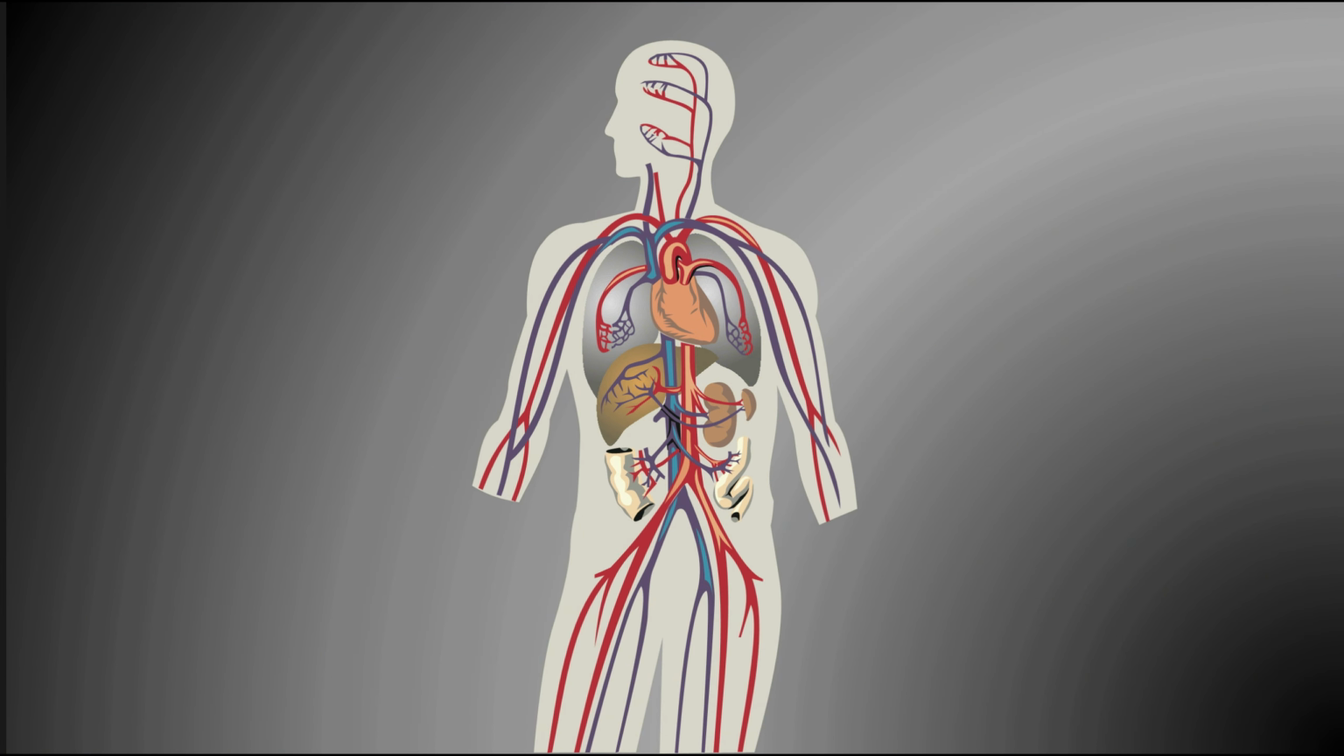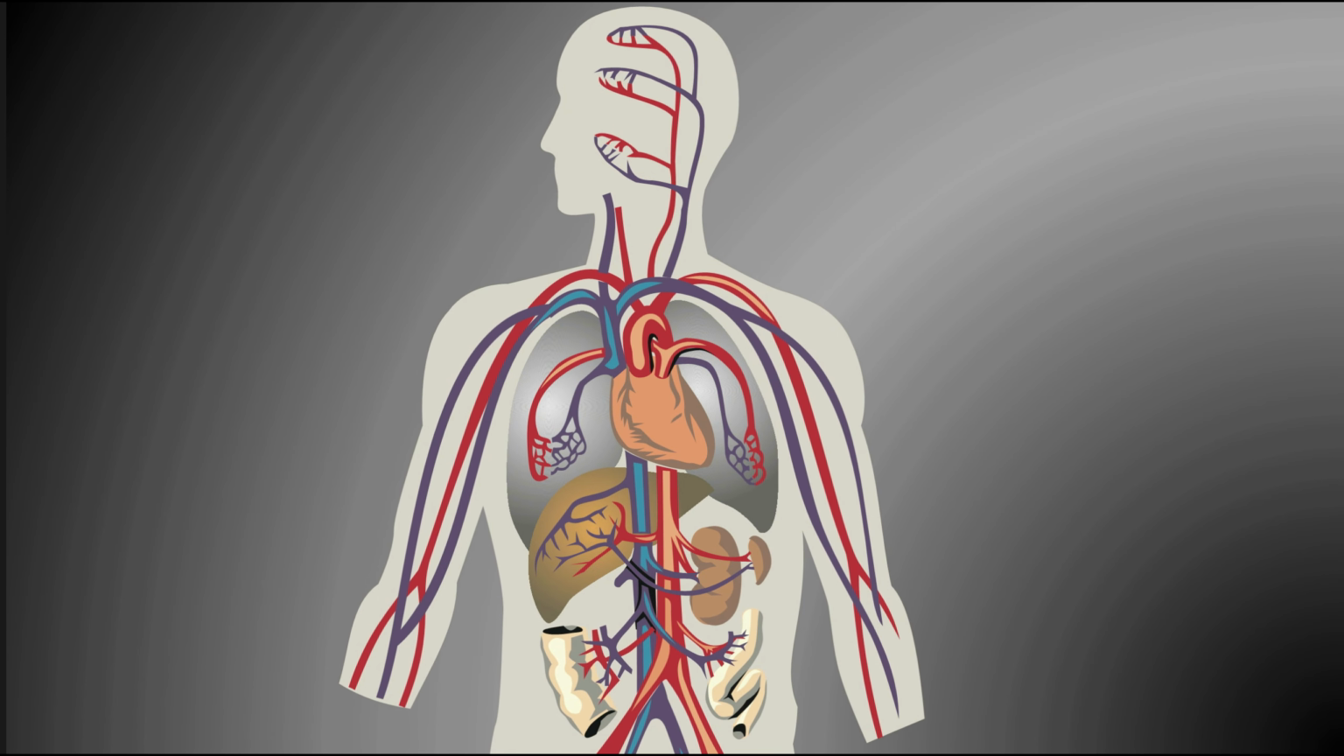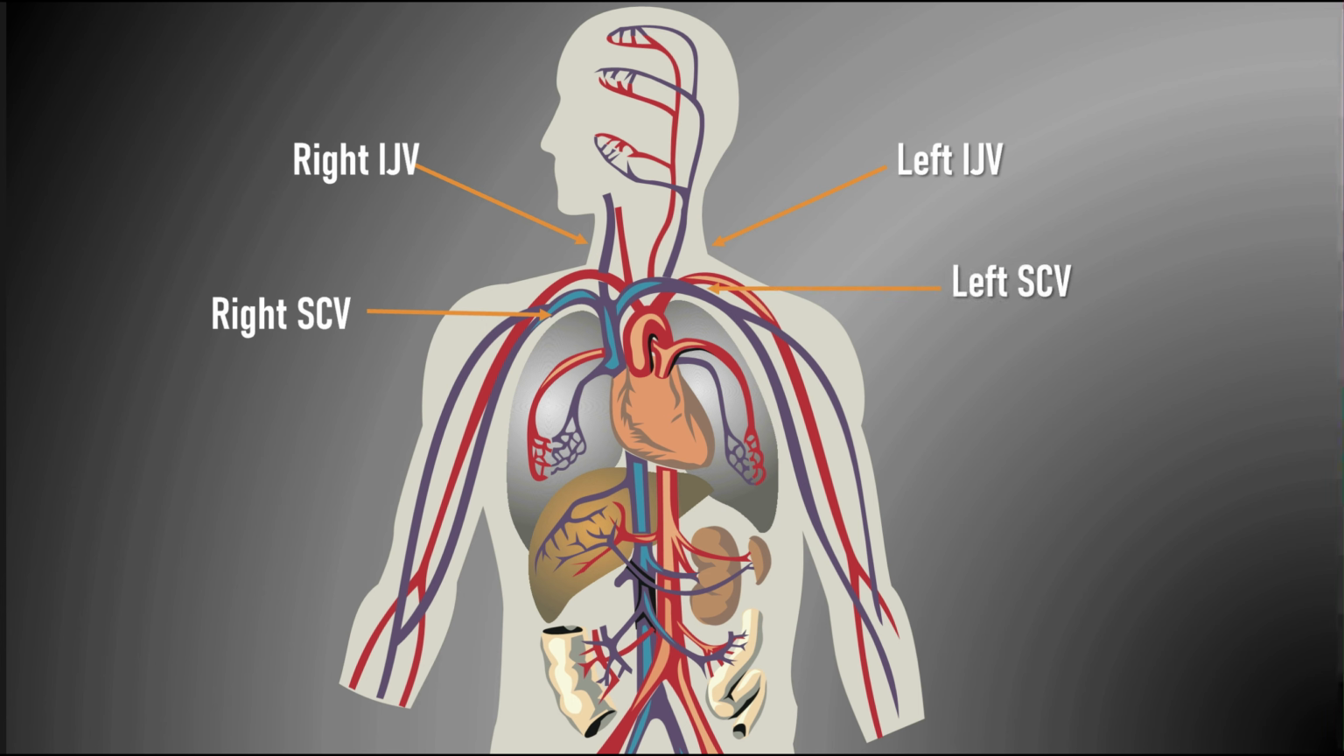Let's look at the sites for insertion of central lines. Keep in mind that these days most lines are inserted using ultrasound. In the upper part of the body, the most common site of insertion of a central line is the right internal jugular vein. Alternatively, there's the left internal jugular vein, and then the right subclavian vein, and the left subclavian vein. Radiologists may actually insert a porticath or a Hickman line into the superior vena cava, or a PICC line into the brachial vein.